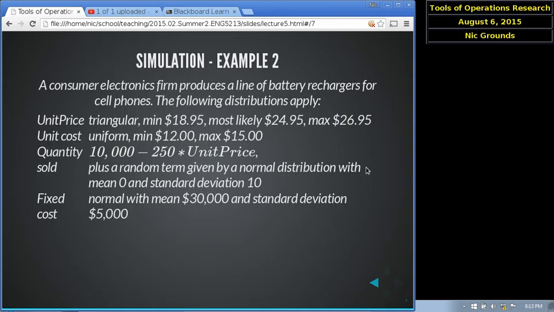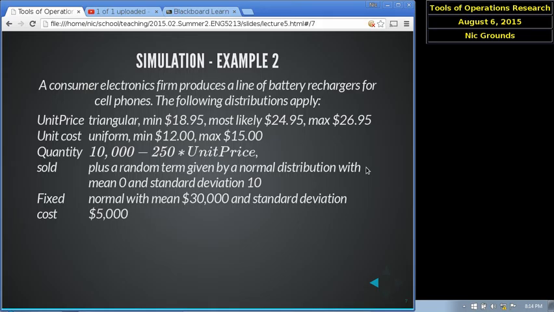But we do know that the price will be somewhere between $18.95 and $26.95. So that's kind of the minimum and maximum amount we would sell them for, with a most likely value of somewhere not quite in between, but close, of $24.95. So we'll use a triangular distribution to represent the price at which we sell the battery rechargers. Okay, so that's how much we can sell them for. How much we have to pay to build and make them, the cost, is another aspect of uncertainty, and we'll use a uniform distribution to represent that.